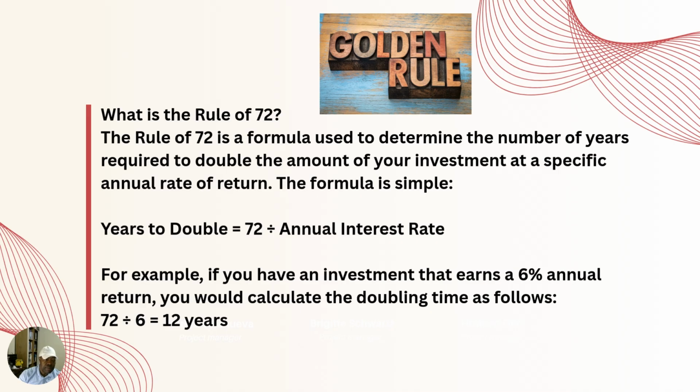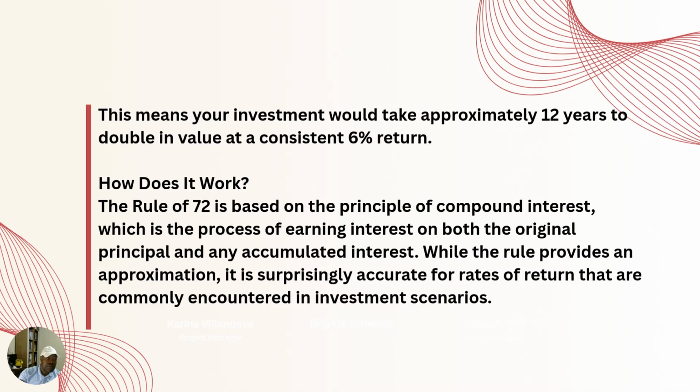For example, assuming you have an investment that earns a 6% annual return, you calculate the doubling time by dividing 72 by 6, which gives you 12 years. This means your investment will take approximately 12 years to double in value at a consistent 6% return, or whatever interest rate you were given.